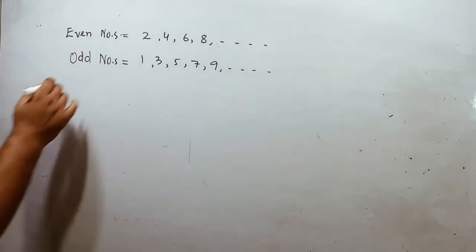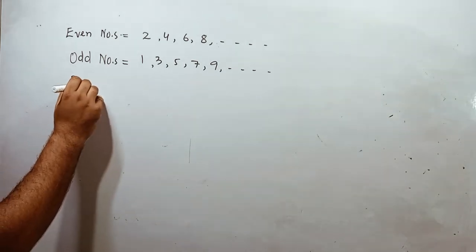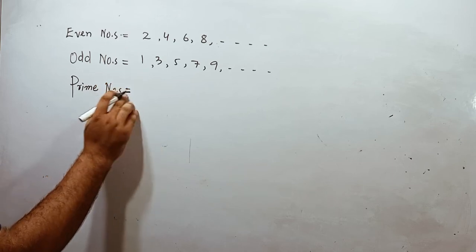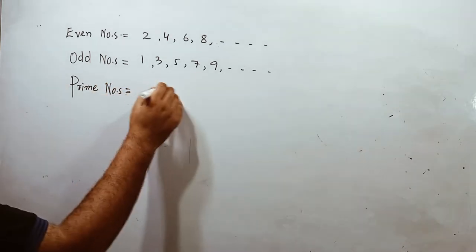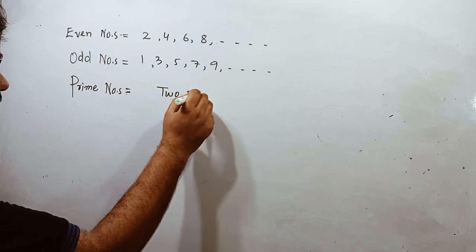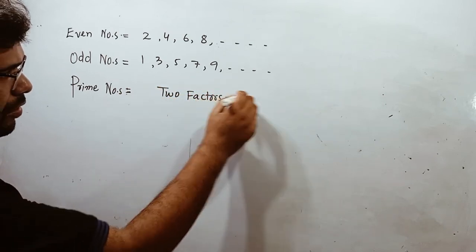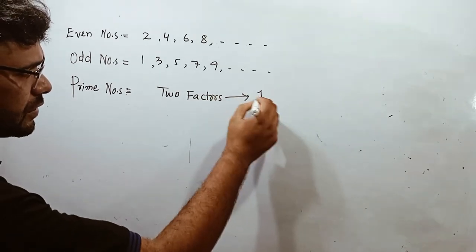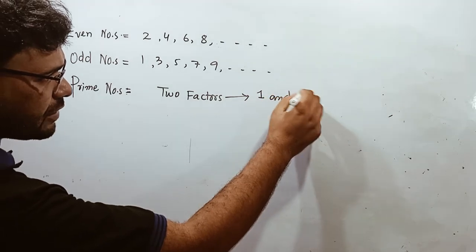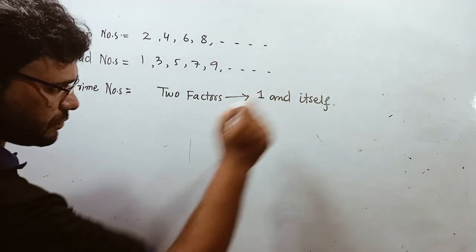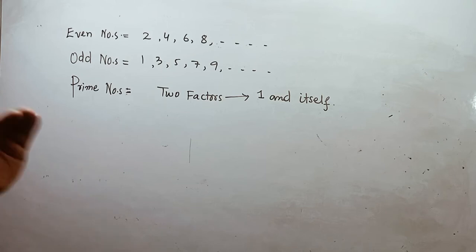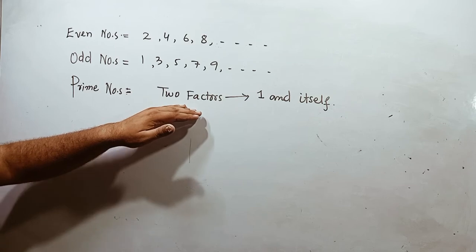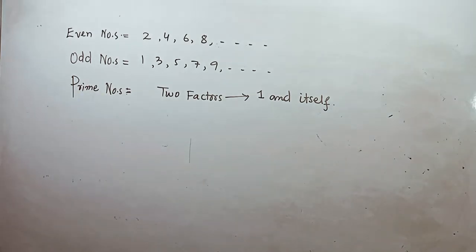Now next we have prime numbers. Those numbers which have only 2 factors: 1 and itself. So prime numbers are those numbers which have 2 factors. Now you can see here I have written the factors. We should first understand what a factor is.